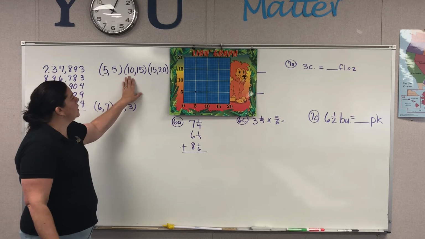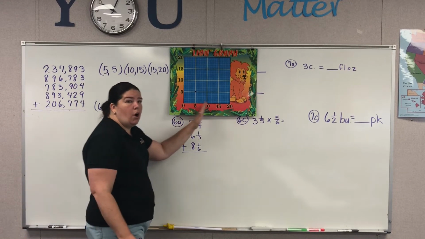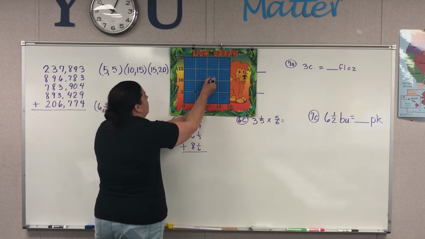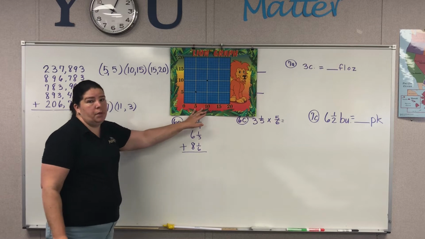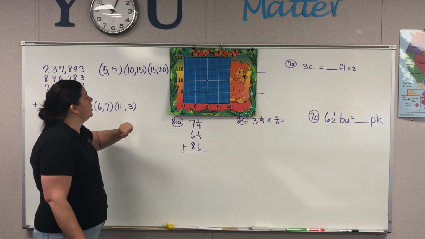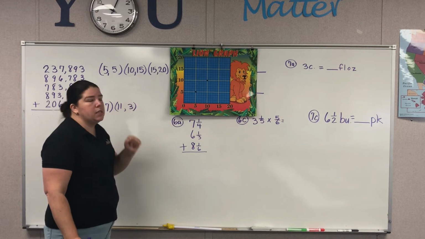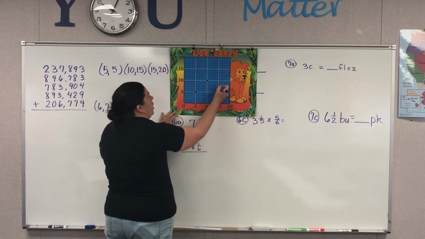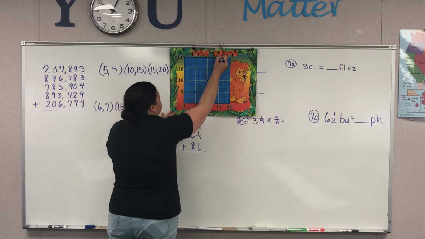Okay, next is 10, 15. Again, we're always going across first, 10 and up 15, and putting our marker there. Make sure that you can see it, that it is dark enough. And our last one is 15, 20. Across 15 and up 20, that's all the way at the top.